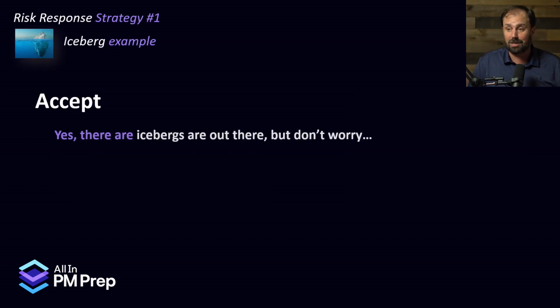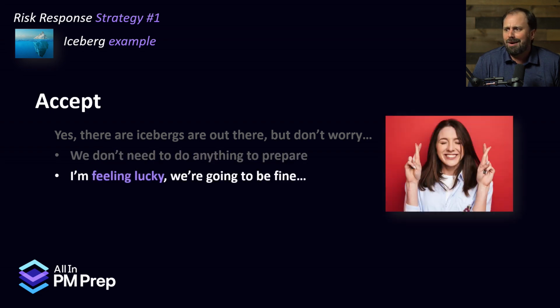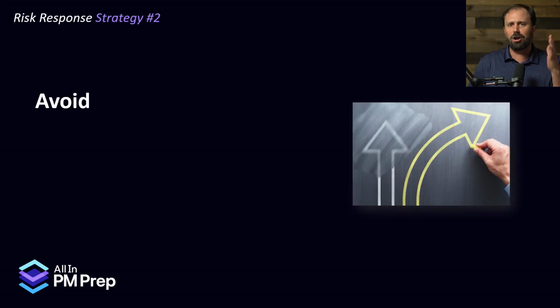Let's see what it looks like in the iceberg example. If we accept it, you as the captain would be saying, yes, there are icebergs out there, but don't worry. We don't need to do anything to prepare. I'm feeling lucky. We're going to be fine. Full steam ahead. Now, the second strategy is called avoid.